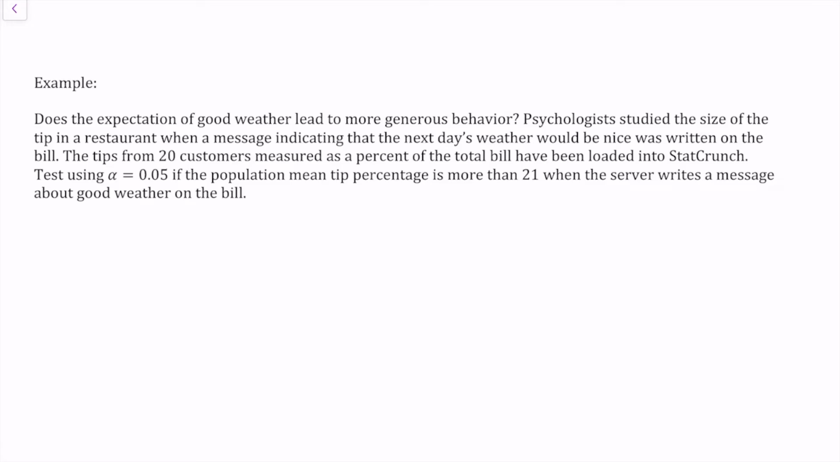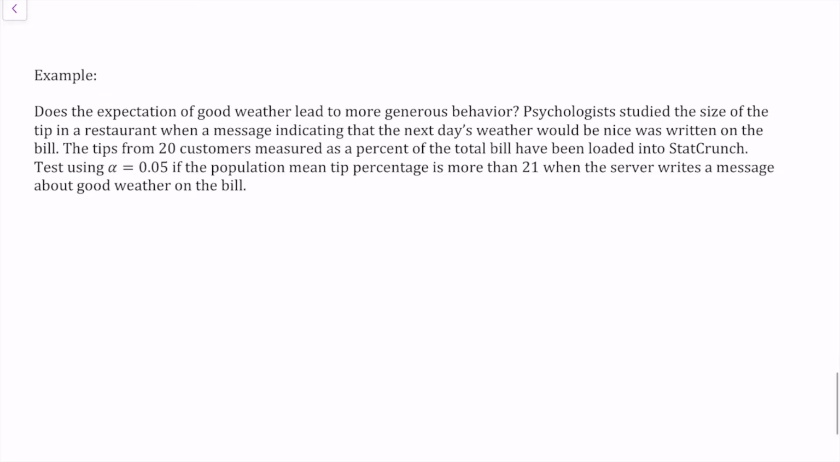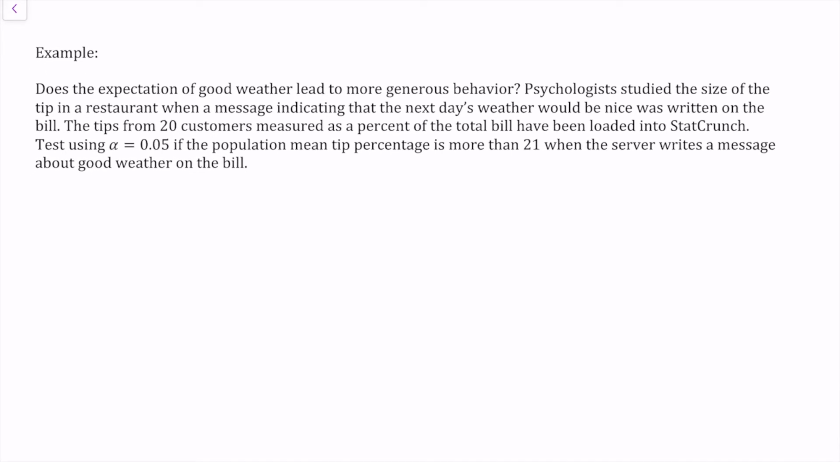So we have the data, and the data is going to be percents of the total bill, right? If you tip 20%, you're going to see 20 in the data table. If you tip 15.9%, you're going to see 15.9. Test using alpha 0.05 if the population mean tip percentage is more than 21 when the server writes a message about good weather on the bill. We are going to go through all the steps necessary to perform this test.